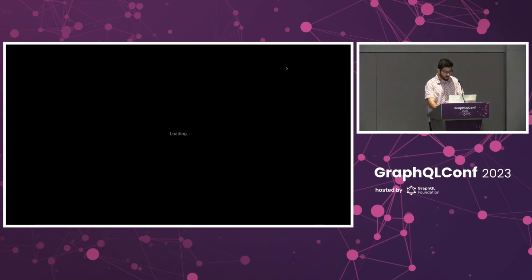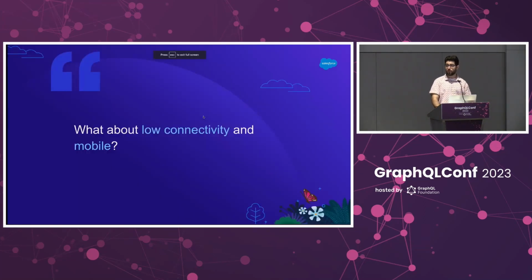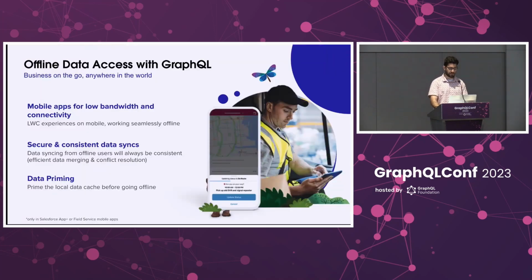Okay, so what about low connectivity in mobile? That was one of the original inspirations for the GraphQL API and wire adapter at Salesforce. As I said, in the Salesforce Field Service app and the Mobile App Plus, we have offline data access with GraphQL. A good example: let's say you are in field service and you go underground and you lose connection on your phone. You still want to be able to use Salesforce, and GraphQL powers that experience. If you make changes while you're offline, once you're back online all of that will get sent to the server, and you can continue to use the app even when you're offline.